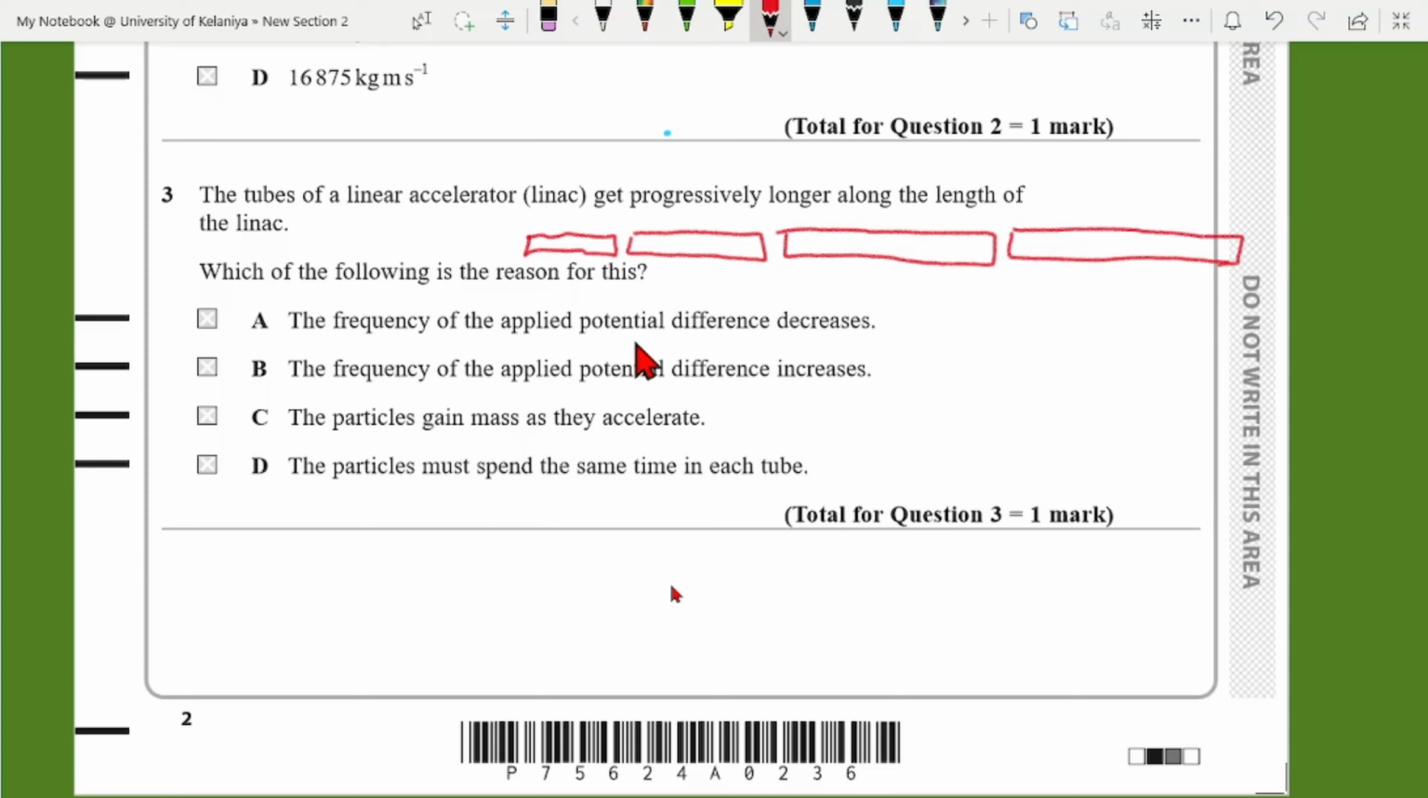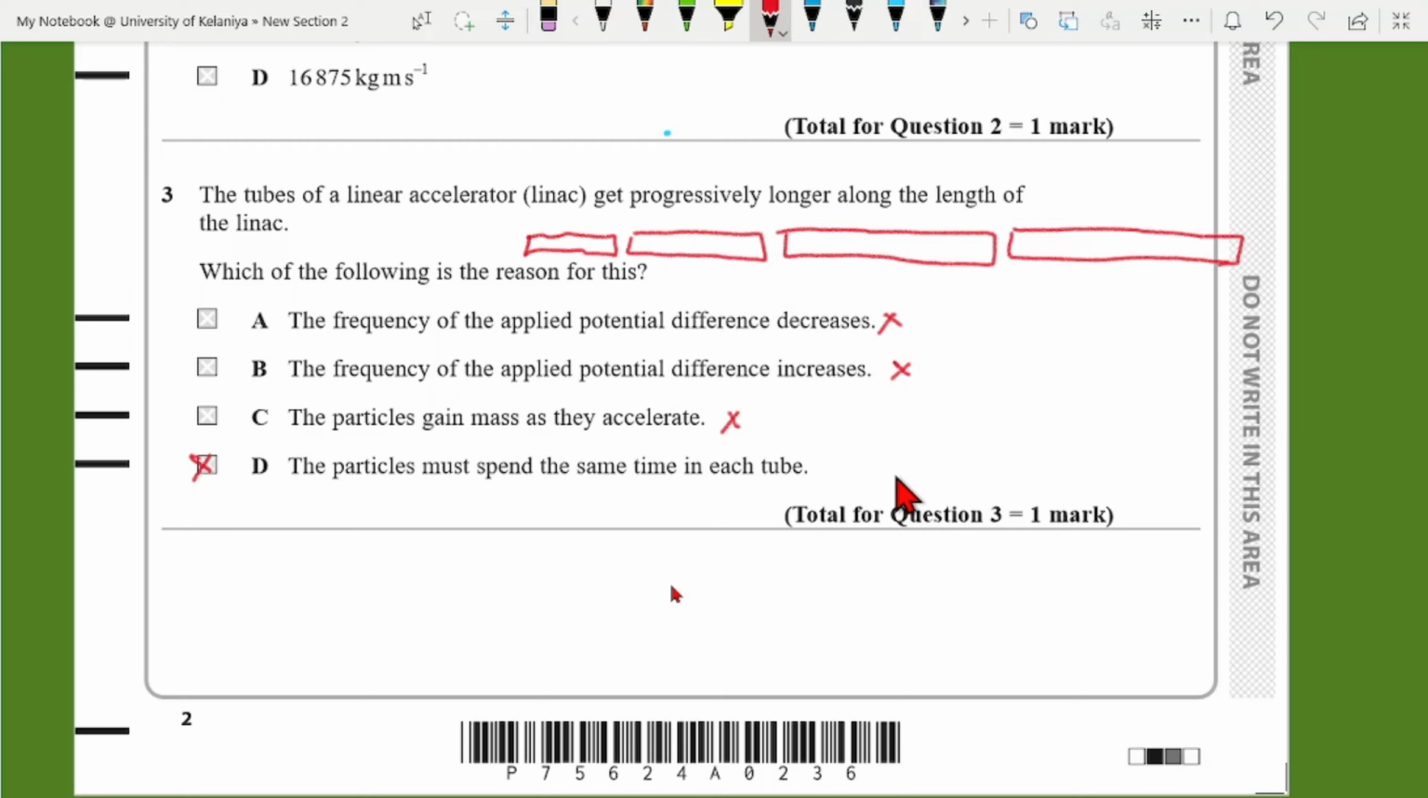The frequency of the applied potential difference decreases, wrong, right? It says the same. Frequency of the applied potential difference increases, no. The particles gain mass as they accelerate, no, that is not the case, right? The particles must spend same time in each tube. Yes, this is the reason, because they are increasing their speed up to near close to speed of light.